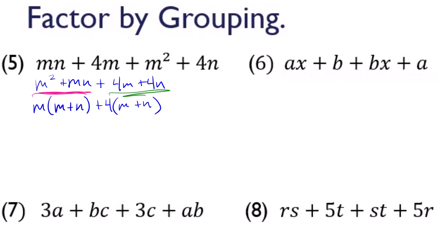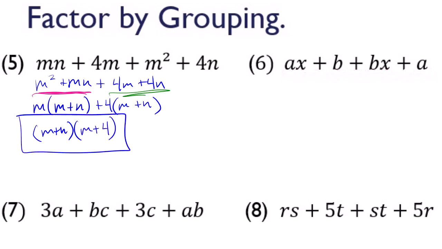Okay, and now we can see that this and this are the same, and so we can factor that out, m plus n, and then our leftovers are m plus 4. All right, so that's a situation where I had to regroup, right, before we could factor out the GCF, or before we could factor by grouping.